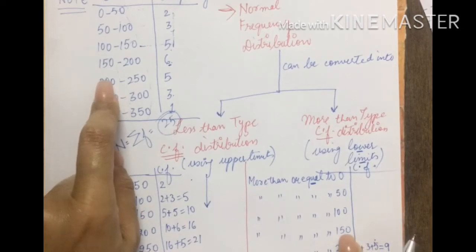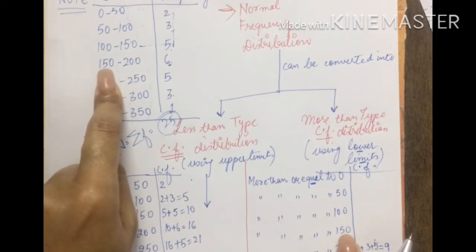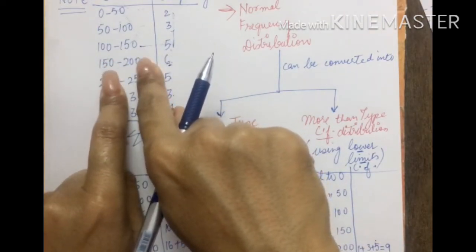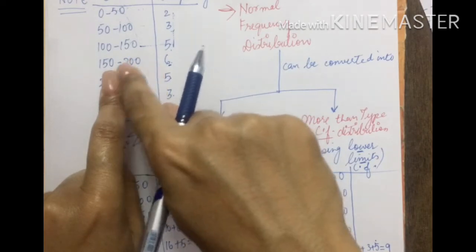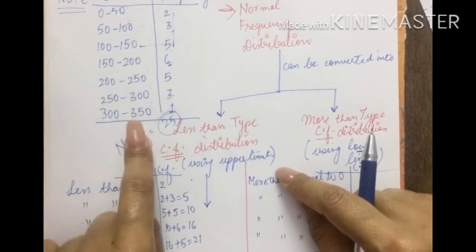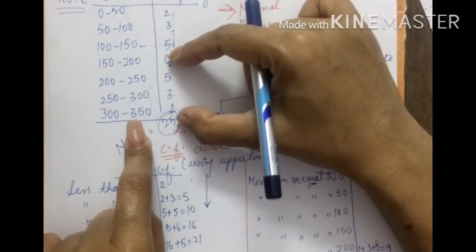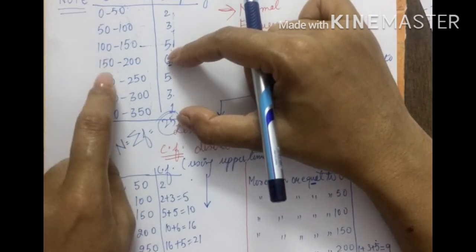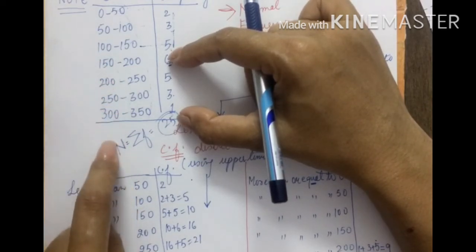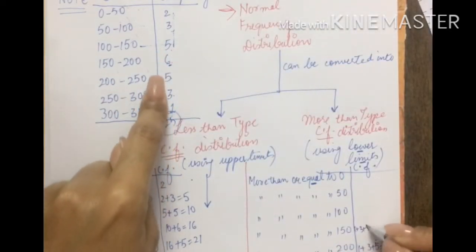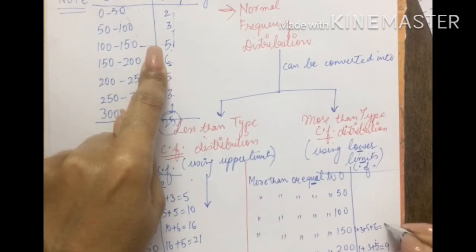Then for 150, the observations with values equal to 150 will be in this class interval, and the observations whose value is more than 150 will either be in this class or in the next one, in this one or in this one. So these 4 class intervals contain observations having a value equal to 150 or more than 150. So adding all these frequencies, 1 plus 3 plus 5 plus 6, this is 15.